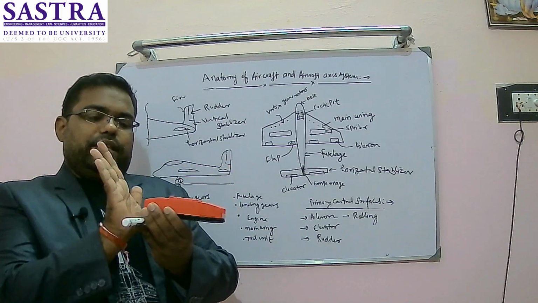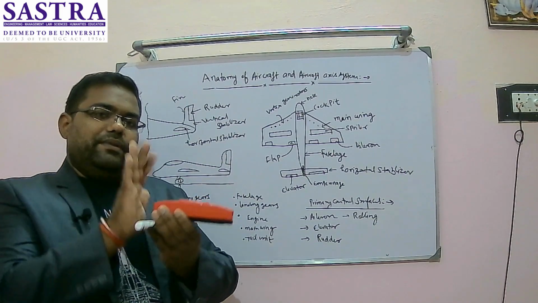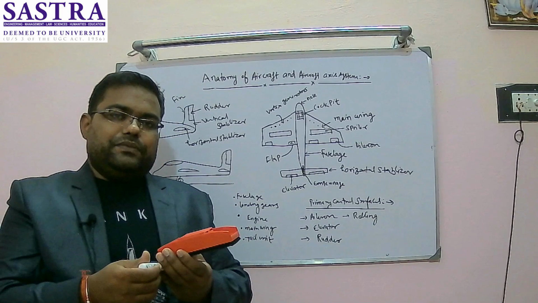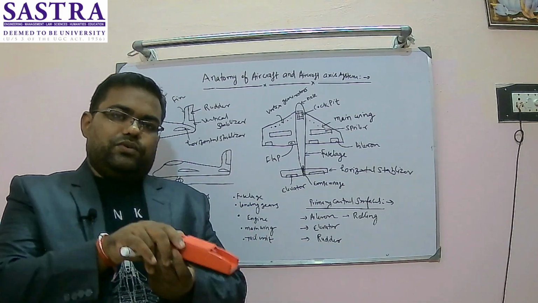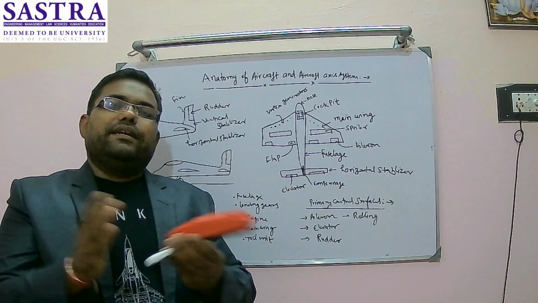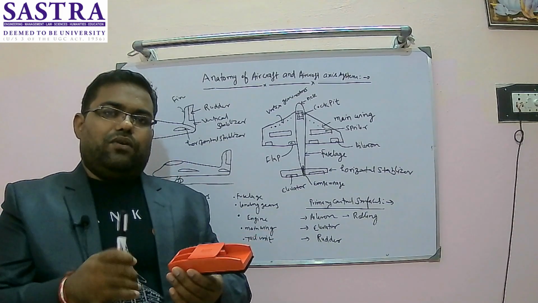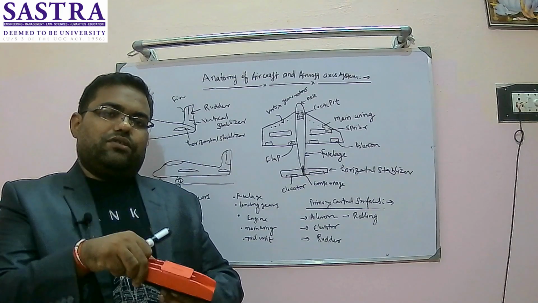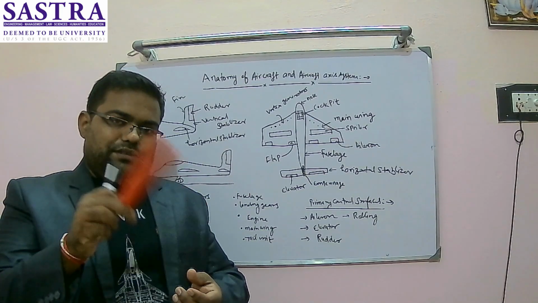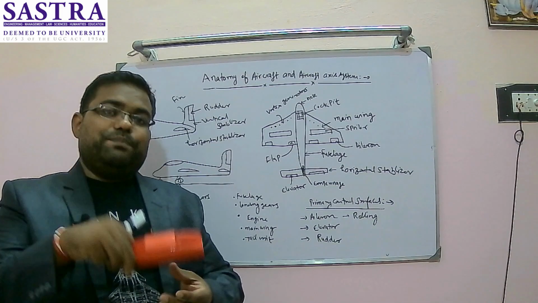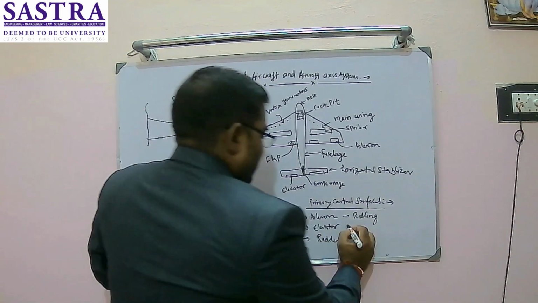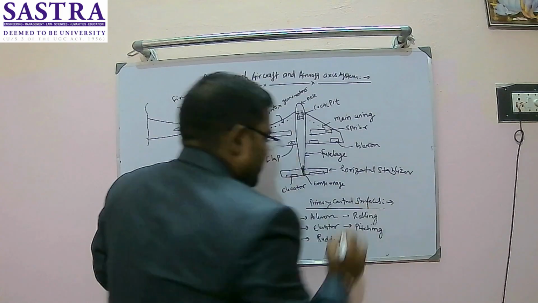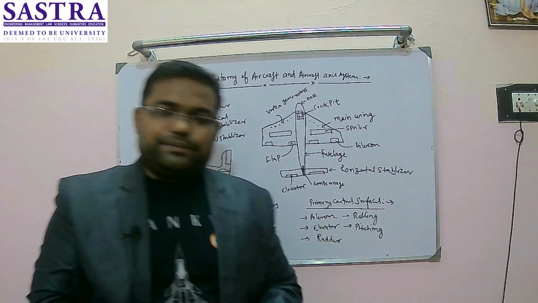Similarly, if I am deploying the elevator up, in that case it will push the tail down, so my nose will go up. That means nose up and nose down movement is controlled by the elevator. Usually we consider nose up as positive and nose down as negative movement. This kind of motion is known as pitching. So the elevator will control the pitching.